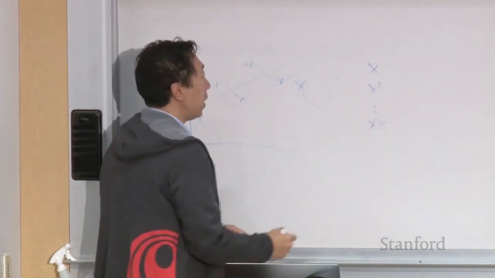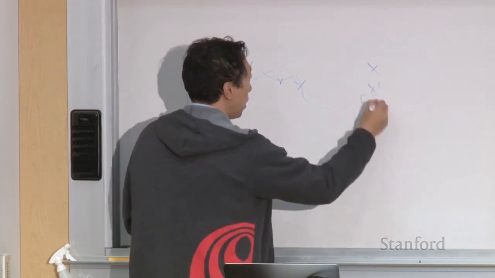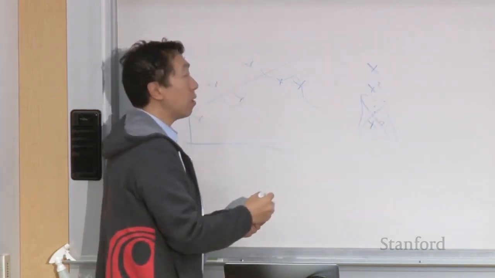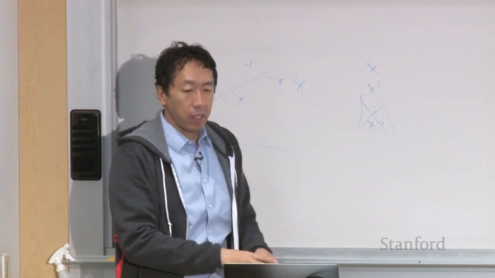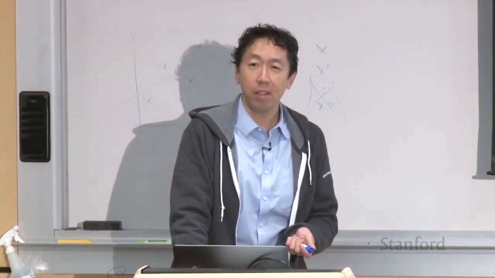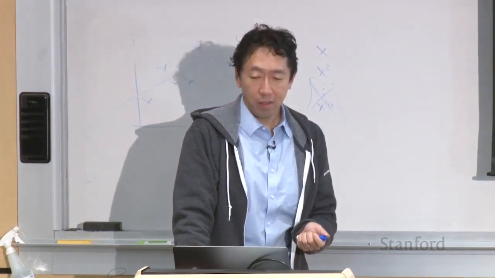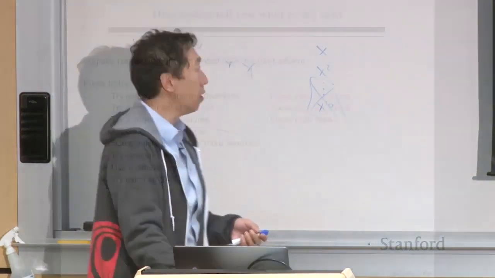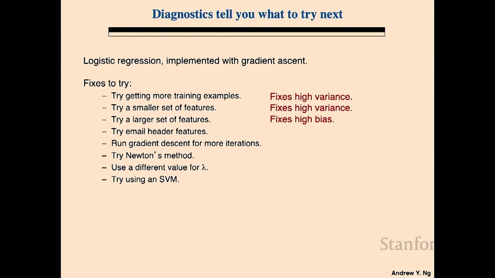Okay, right, so maybe you say, maybe I don't need my features to be all of these 10th order polynomial terms. Maybe if this is too high variance, I'm going to get rid of a lot of features and just use a much smaller number of features, right? So that fixes high variance. And then if you use a larger set of features, that fixes high bias, right? So that's if you're fitting a straight line to the data and it's not doing that well, and you go, gee, maybe I should add a quadratic term and just add more features, right? So that fixes bias. And adding email header features.